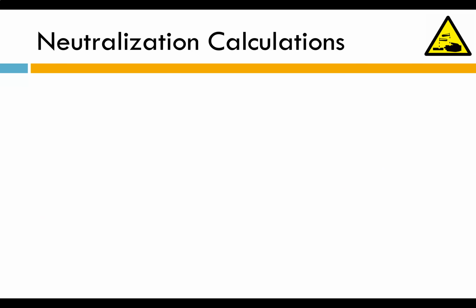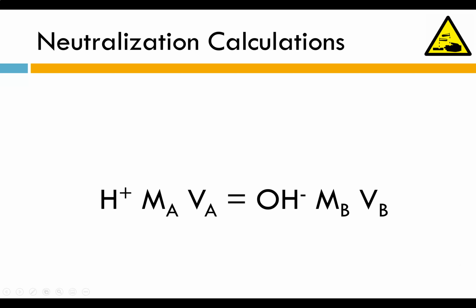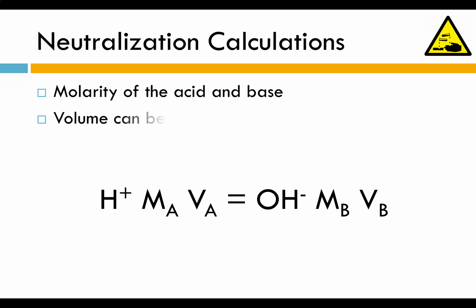Let's talk about calculations that we would perform based on the data we collect during a titration. We're going to be using this formula, H+MaVa equals OH-MbVb. If we start thinking about what those different variables mean, we know that M stands for molarity, capital M. So M sub A is the molarity of the acid. M sub B is, of course, the molarity of the base. V is going to stand for volume.